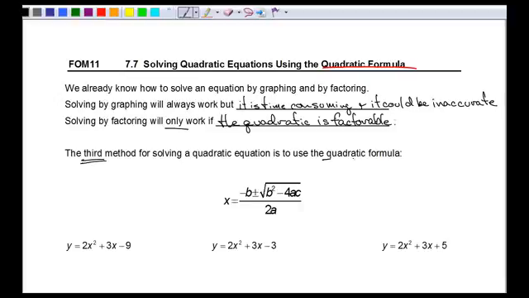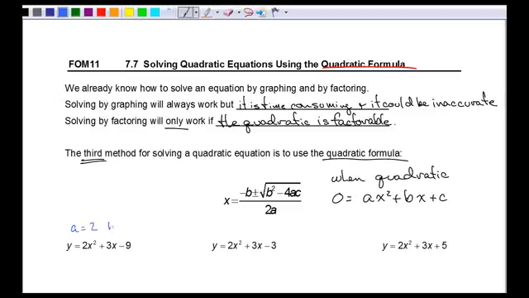So we see the formula written here. It's x is equal to negative b plus or minus the square root of b squared minus 4ac, all divided by 2a. Looks intimidating, but really we're just using the a value of ax squared plus the b value of bx plus that c value. So whatever a and b and c are, we just plug into this formula and we get an answer. And it always works.